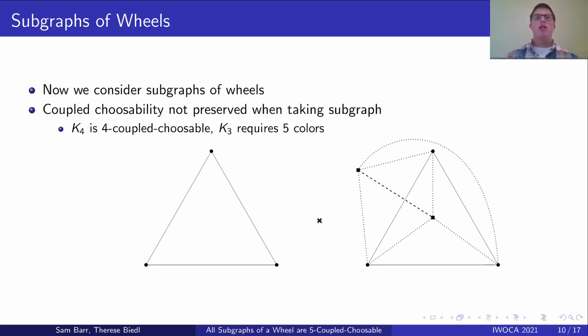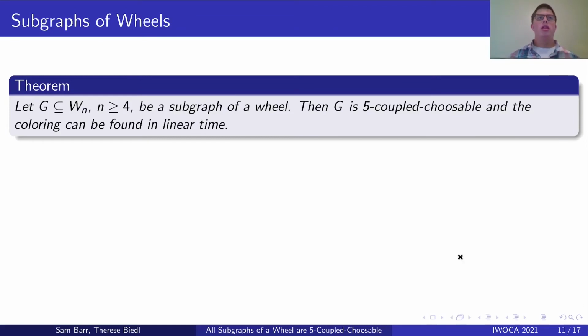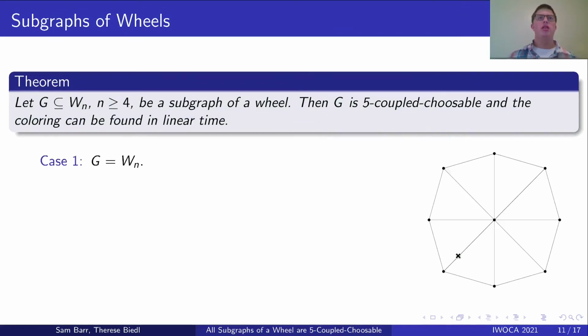Therefore, we require that all lists have size at least 5 in order to coupled color the complete graph K3. Let the graph G be a subgraph of a wheel. We now show that G is 5-coupled choosable and this coloring can be found in linear time. We do this proof by case analysis on the graph G. If G is the wheel graph, then we're done since we've shown that wheel graphs are 5-coupled choosable.